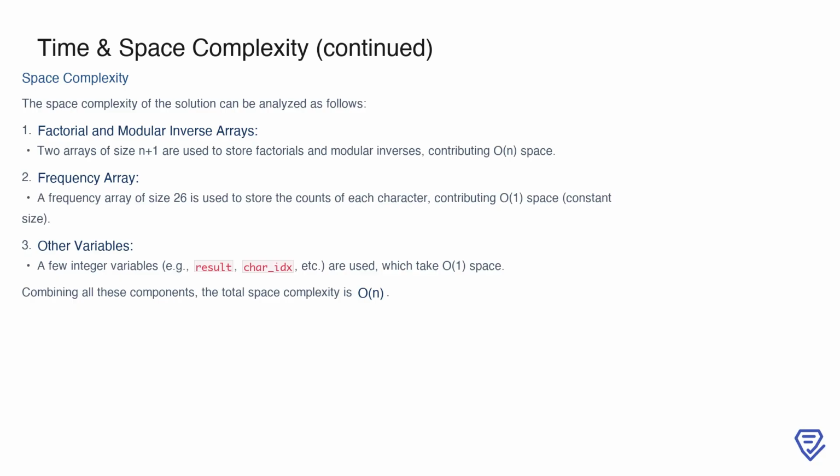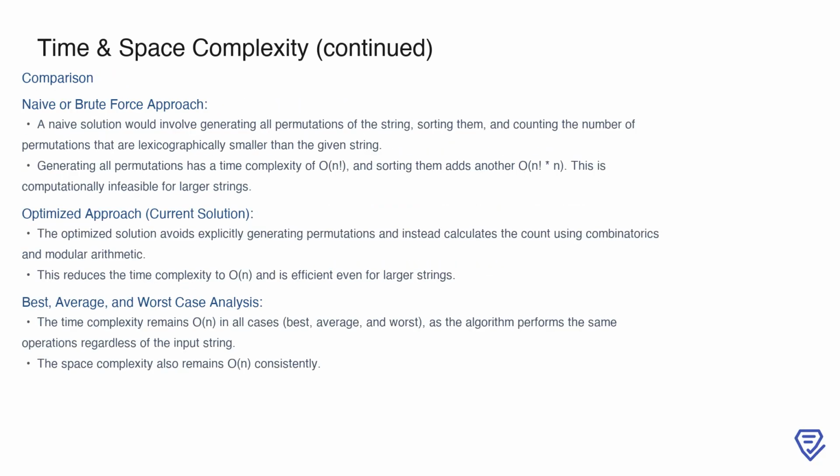Let's now compare this optimized approach to a naive or brute force solution. In the naive method, we would generate all permutations of the string, sort them, and count how many permutations are lexicographically smaller than the given string. Generating all permutations has a time complexity of O(n!), and then sorting these permutations would add another O(n! log n!), making it computationally intractable for larger strings. By contrast, the optimized solution avoids generating permutations entirely and instead calculates the count using combinatorics and modular arithmetic. This reduces the time complexity to O(n), which is a significant improvement.